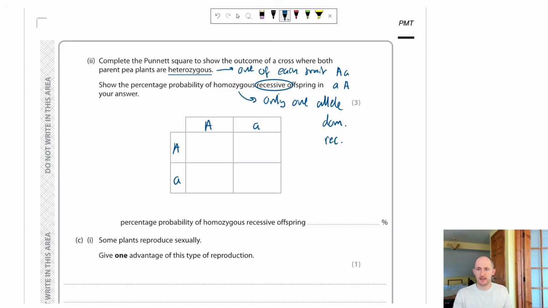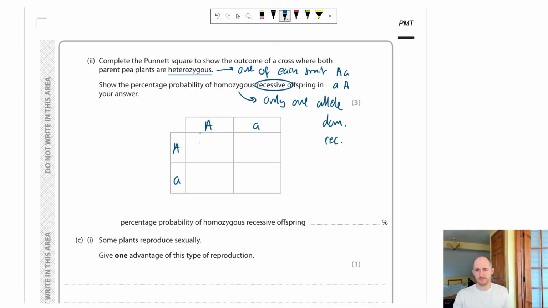So essentially, we're working out the probability that an offspring will have lowercase a in the answer, because that's homozygous because it's both the same allele, and it's recessive because it's the lowercase letter. Remember, capital letters are dominant, lowercase letters are recessive. Then all you do is you match it up.